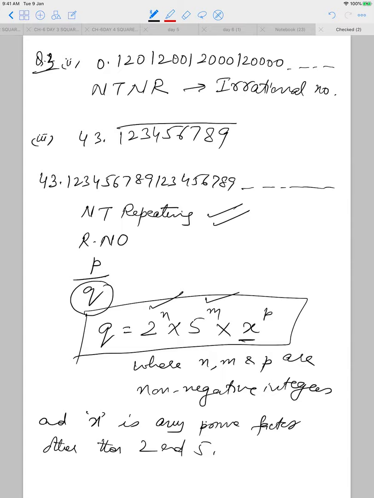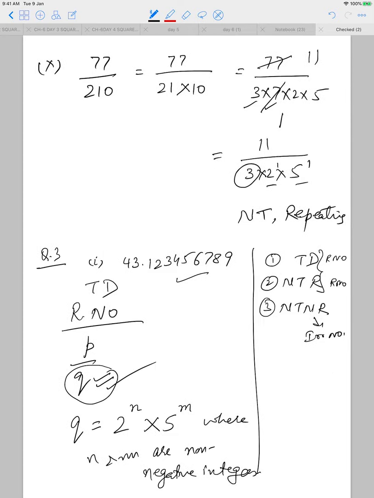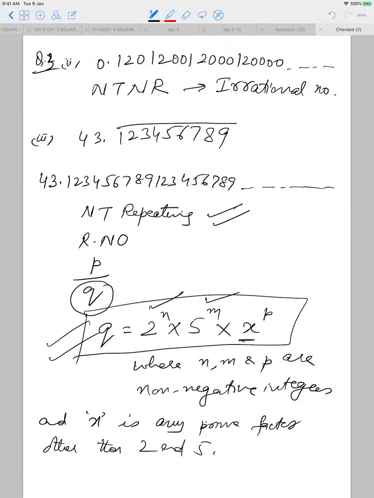This is a very important question: what kind of denominator will a given rational number have? I again repeat, if it is a terminating decimal, q will be in the form of 2 to the power n into 5 to the power m, where n and m are non-negative integers. If it is non-terminating repeating, then it is of the form 2 to the power n, 5 to the power m and x to the power p, where n, m, p are all non-negative integers. x is any prime factor other than 2 and 5.